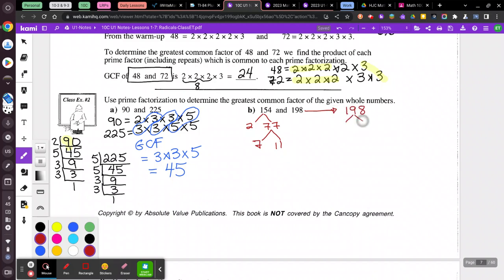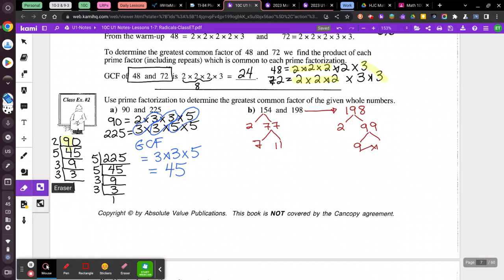198. Same idea. Divide by 2. And what am I going to get when I divide by 2? I'm going to get 99. And then, again, 9 times 11. We have double digits. Whoa. It's glitching out here a little bit. Okay, 9 times 11. 11 doesn't break down, but 9 will into 3 and 3.